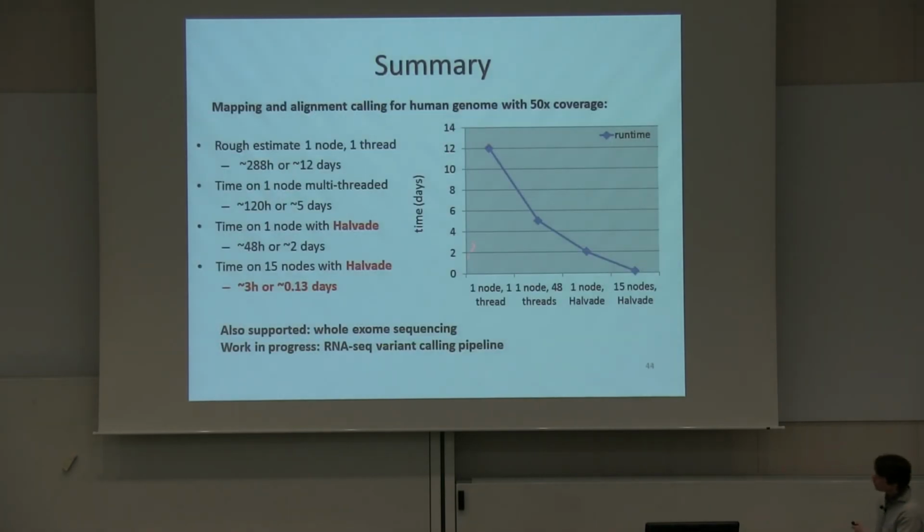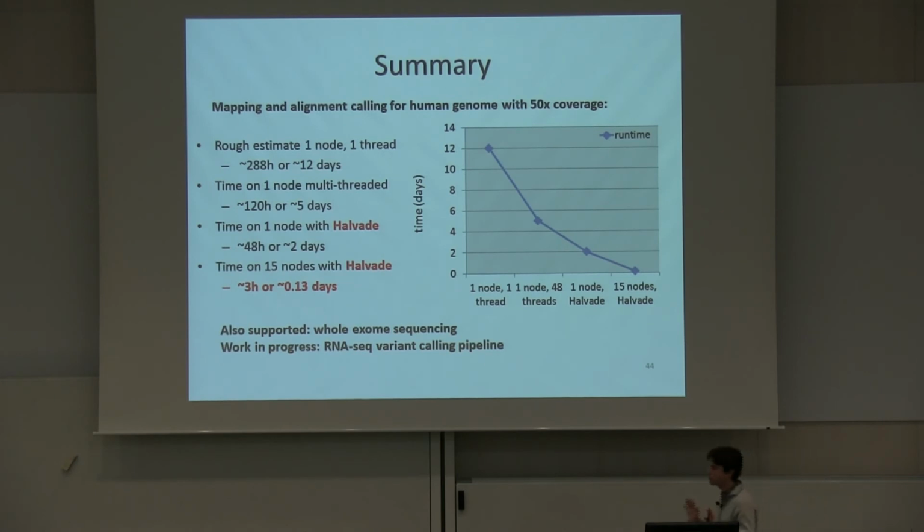So to wrap up, if we have this pipeline and we run it single-threaded on one node, we get a runtime of about 12 days. If we use multi-threading on the same node, we get a runtime of about 5 days. So this node has 24 CPU cores, so that's not very good scaling behavior. If we use the same node with Halvade, the runtime decreases from 5 days to 2 days, so that's already a speed up of 2.5. And if we then move from one node to 15 nodes, it is below 3 hours, and we have very high parallel efficiency, right?